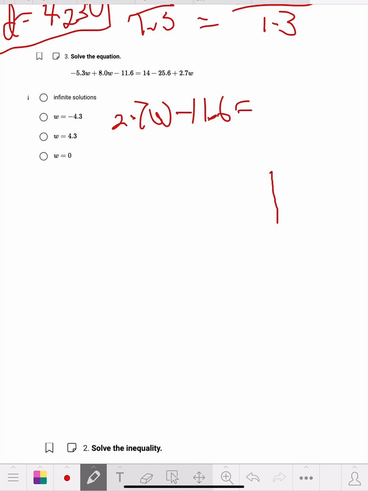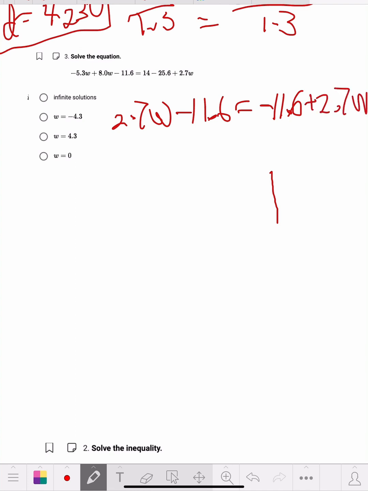Now on the right hand side, we got 25.6 on a negative scale, okay, and 14. So that's going to be a negative 11.6. And now we got plus 2.7W.